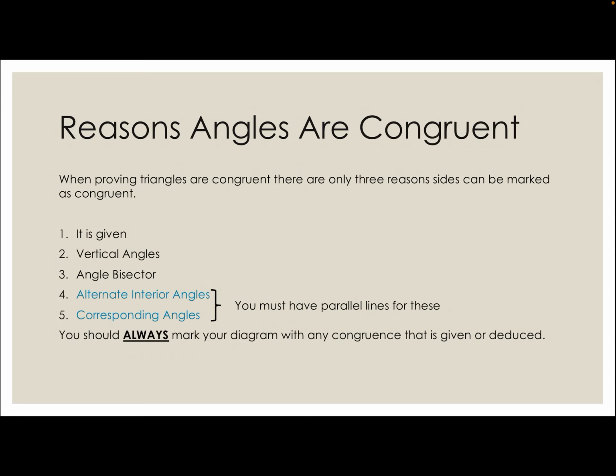So now we have 5 reasons why angles are congruent when we're doing proofs with triangles. The first reason is that it's given. 2, we have vertical angles. 3, we have an angle bisector. And 4 and 5 are alternate interior angles and corresponding angles. For 4 and 5 to happen, you must have parallel lines. And you're either told the lines are parallel, or in the diagram, they are already marked as parallel. And remember, you can tell 2 lines are parallel to each other if they have the same number of arrow markings on the line segment.